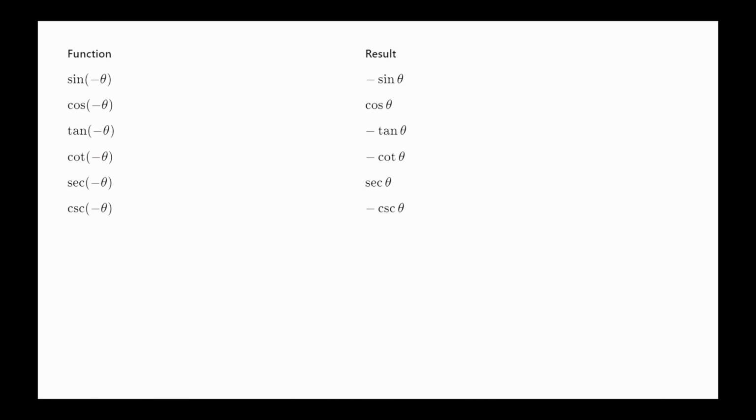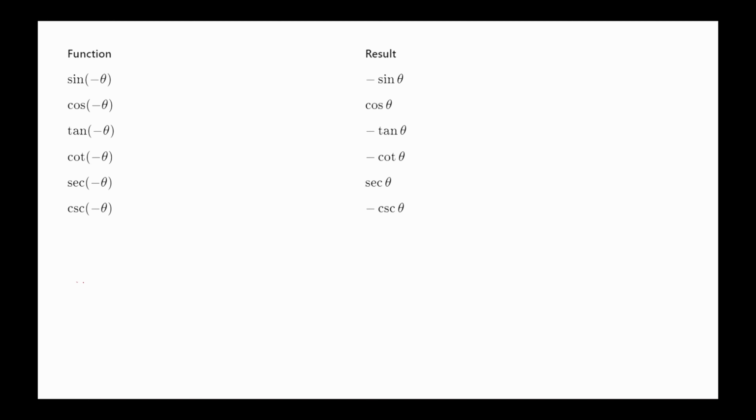Now talking about a few negative values of our trigonometric functions. If I have sine of minus theta, it converts into minus sine theta. If I have cos of minus theta, it remains cos theta. Now tan of minus theta becomes minus tan theta, because if I write tan as sine theta by cos theta, my cos theta remains positive, however my sine theta becomes negative, so the entire function becomes negative. Similarly, cot theta and cosec theta also become negative. Sec theta, since it is the reciprocal of cos theta, remains positive.